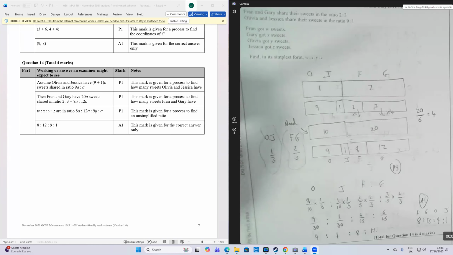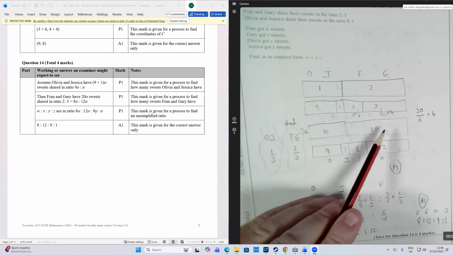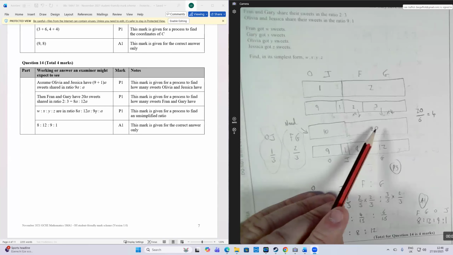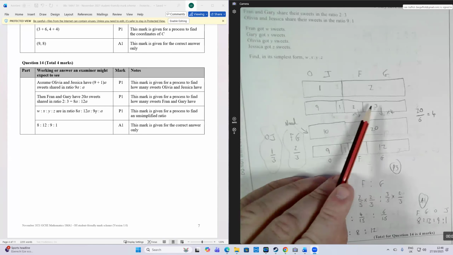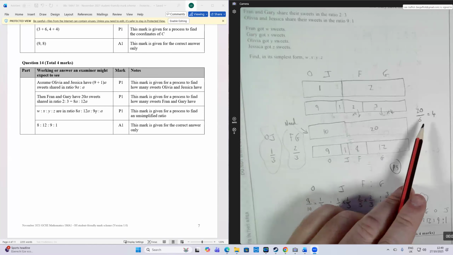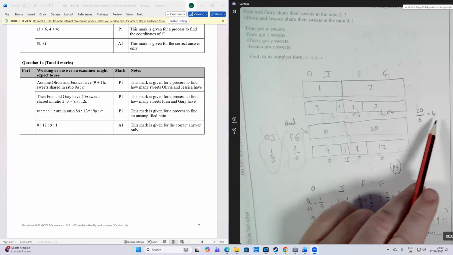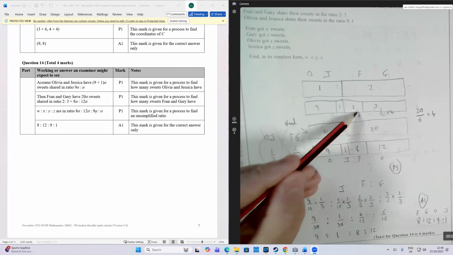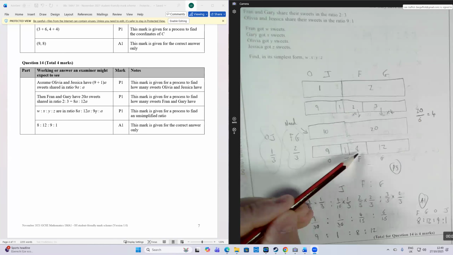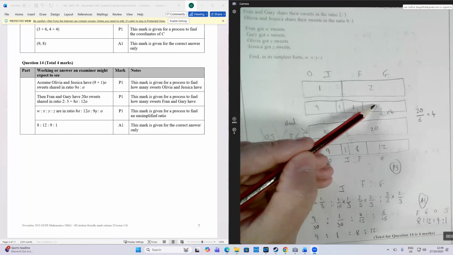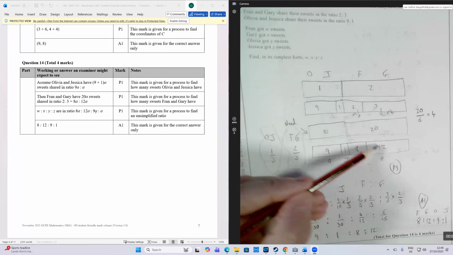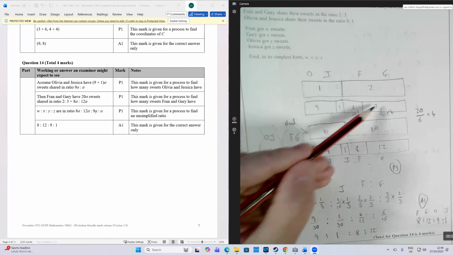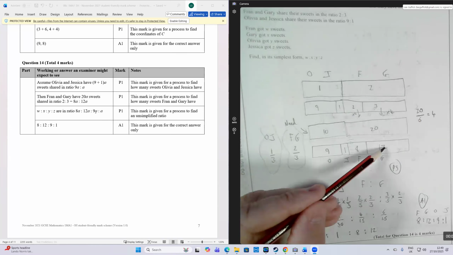Okay, so in order to work out if Fran and Gary had 20 sweets shared between them, we just need to divide 20 in the ratio 2 to 3. So we say 2 add 3 is 5. 20 divided by 5 is 4. Every one part of that ratio stands for 4. So 2 times 4 gives us 8. So Fran had 8 sweets. And 3 times 4 is 12. So Gary would have had 12. So if Fran and Gary were sharing 20 sweets between them in the ratio 2 to 3, Fran would have got 8 and Gary would have got 12.